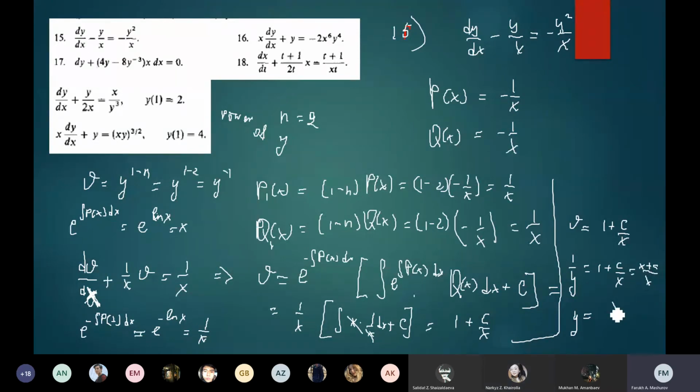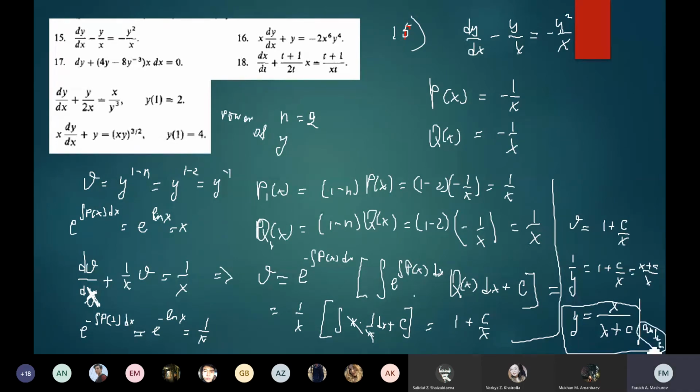So the solution will be, we need to find the reverse of this element. Here it will be x over x plus c. So this one will be the solution of this differential equation, guys. But this one is still not the solution. To obtain the solution of this differential equation, you need to find the function y. As we changed y to v equal to y to the power minus n, instead of v we just write 1 over y, and we obtain y. So this one is the answer of the first exercise 15.